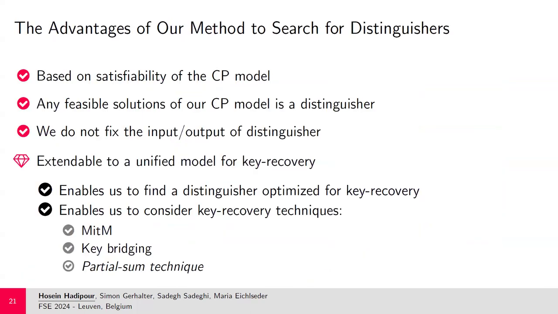Now we are done with the distinguisher, right? We have a CP model based on satisfiability for identifying distinguishers. The main advantage is that it can be extended to a unified model for key recovery. And when we have a model which is extendable for key recovery, we can also consider some of the key recovery techniques like meet-in-the-middle, key bridging, and partial sum technique. In our Eurocrypt paper, we actually provided a method to model meet-in-the-middle and key bridging. Here, I want to present the partial sum technique.